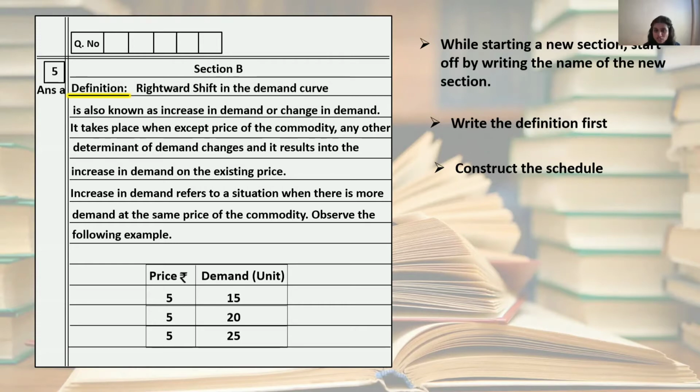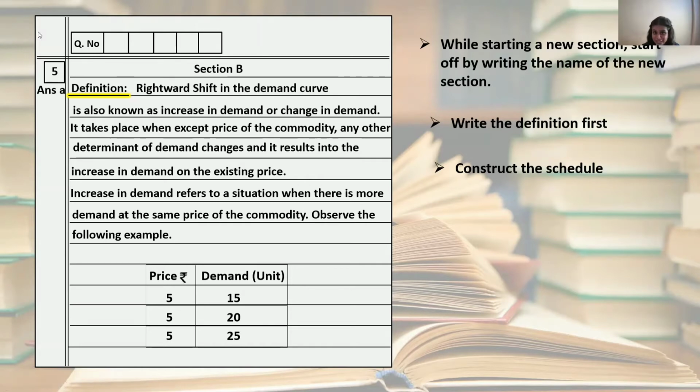Then construct a schedule so that it supports the explanation that you have written above. The schedule will consist of a price column and a demand column. Now students, what is the concept of increase in demand? Your price remains constant and your demand is increasing because of other factors. So you see here on your screen, your price is 5. It is constant. It is not changing. But the demand keeps on increasing from 15 to 20 to 25. So it is an increase in demand with price held constant.